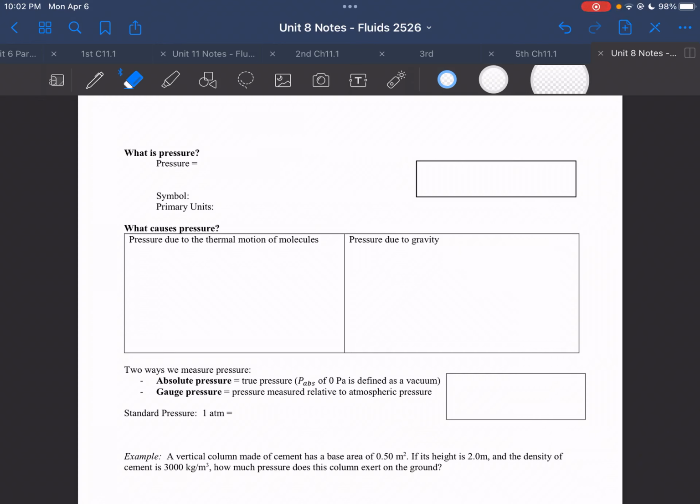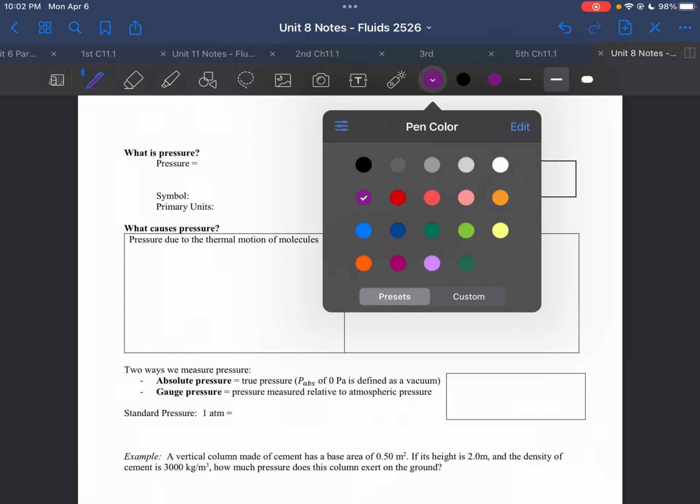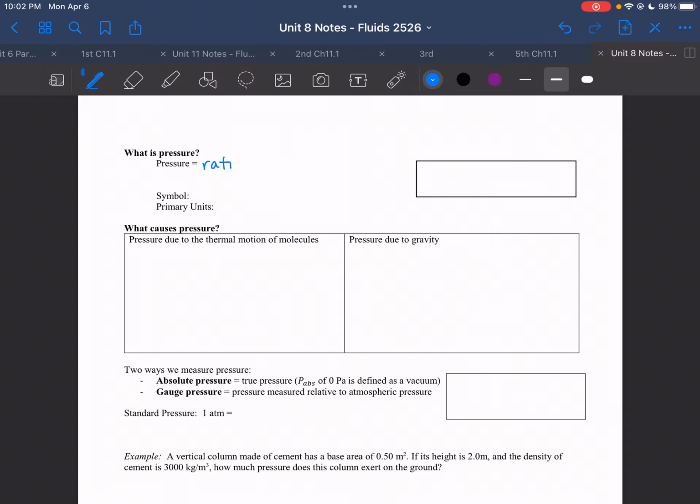All right, today we're going to look at pressure. Now, pressure is going to be the ratio of force to area. And so, equation-wise, we have pressure, which is a capital P, is equal to force divided by the area.